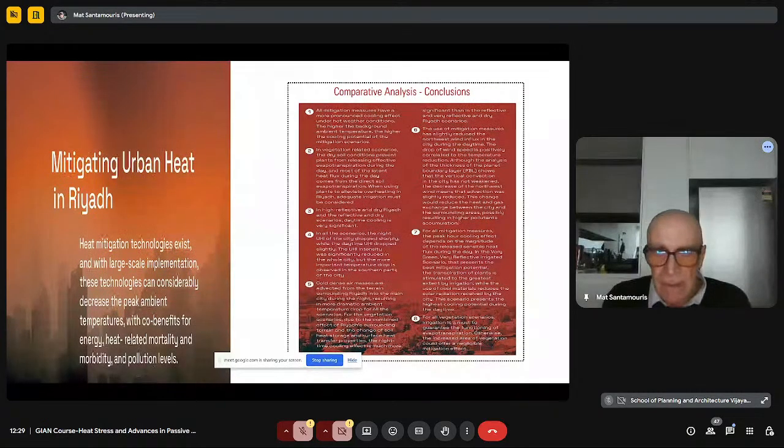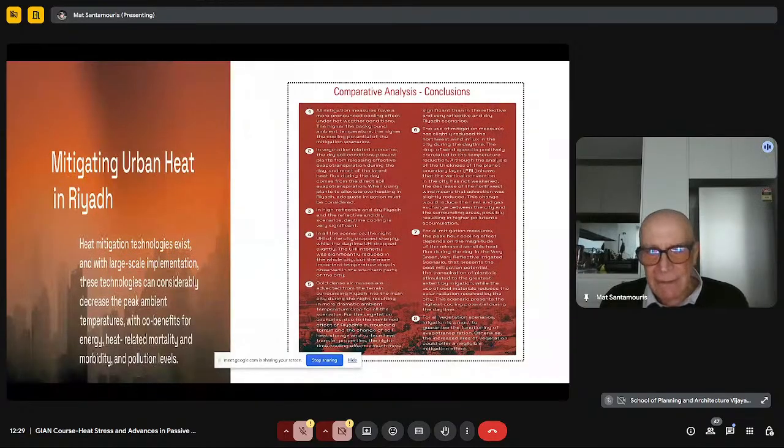This is very important. In vegetation-related scenarios, the dry soil conditions prevent plants from releasing effective evapotranspiration during the day. And most of the latent heat flux during the day comes from the direct soil evapotranspiration. So we have only evaporation, not plant transpiration. When using plants to alleviate overheating in Riyadh, adequate irrigation must be considered. And the same conclusion has been drawn from many other cities around the world.